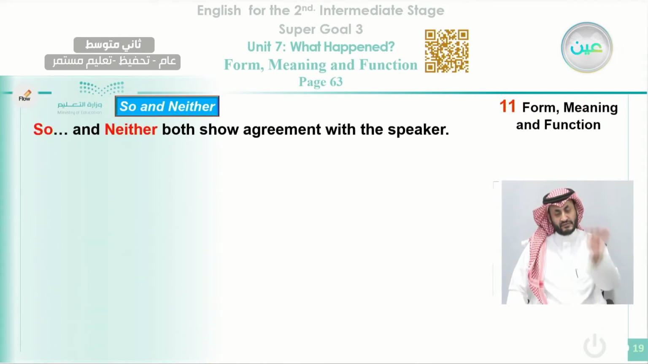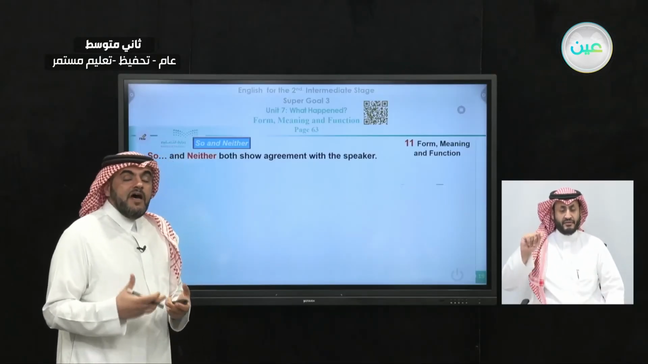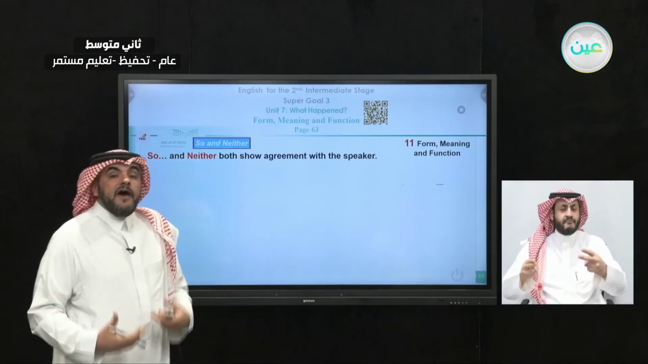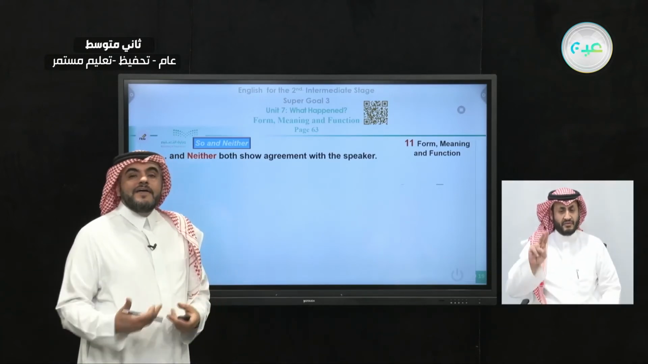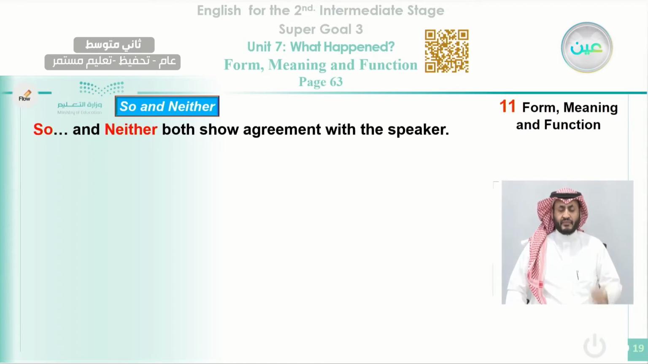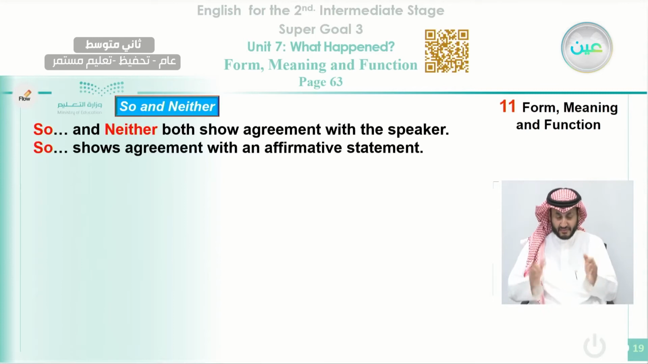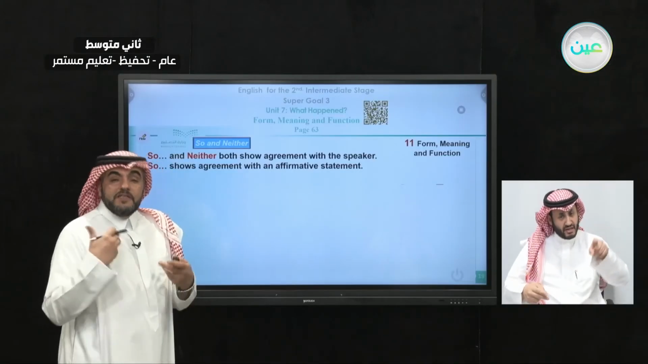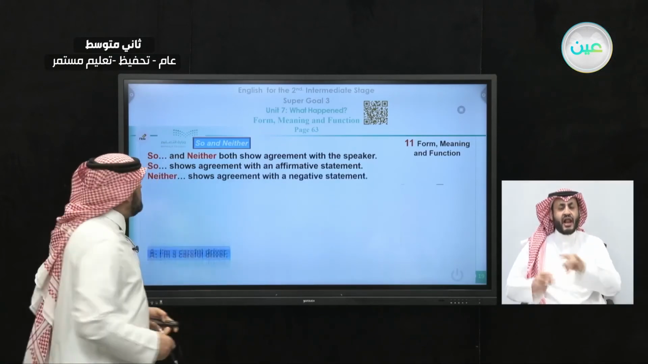Okay, now we come to the second part of the form, meaning and function, that is using so and neither. In using so and neither, we use them if we want to agree with somebody. If somebody says something and you want to agree with this person, you use so and neither. How can we do that? So and neither both show agreement with the speaker. So shows agreement with an affirmative sentence. If we have an affirmative sentence, we use so. But if it is negative, we use neither. As simple as that. Let's apply it on some examples.